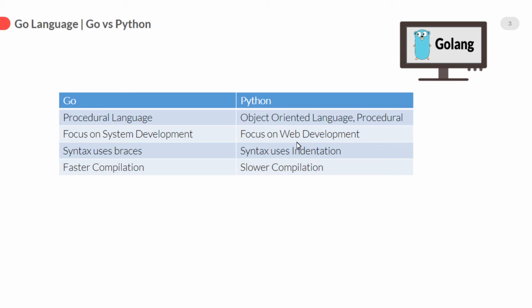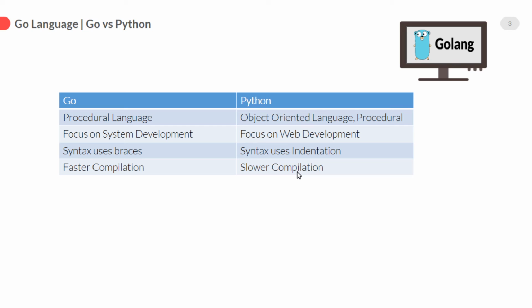You can learn Flask or Django frameworks for web development. Go syntax uses curly braces, and Python syntax uses indentation. Go has faster compilation and Python is a little bit slower than Go language if we talk about compilation.